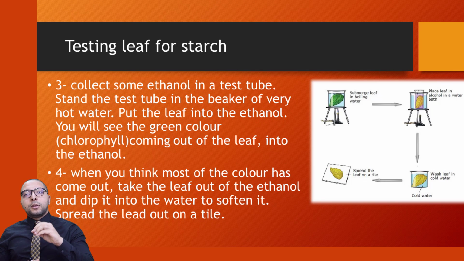After the plant has lost the chlorophyll, we're going to take the leaf out and put it on a white tile, and then we're going to add iodine. The iodine acts as an indicator. It's going to indicate the presence of starch in the leaf.